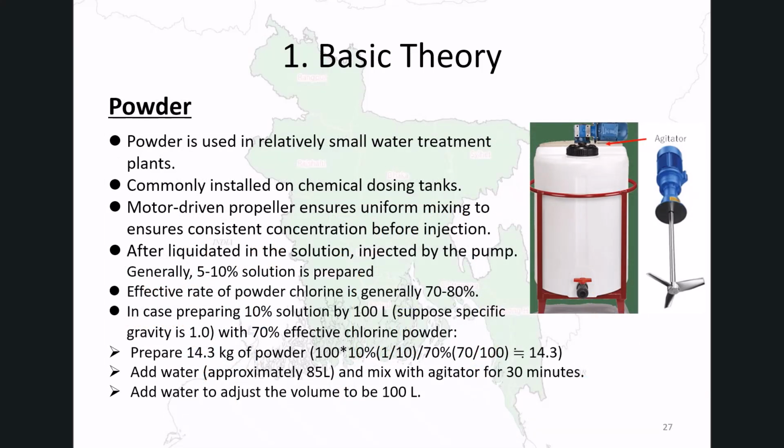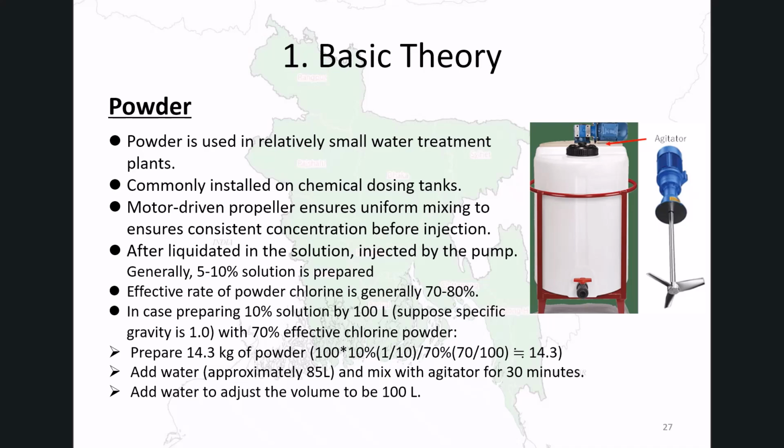Next, powder form. Powder chlorine, such as bleaching powder, is commonly used in relatively small water treatment plants. The powder is first dissolved in water in a dosing tank. A motor-driven propeller mixes the solution to maintain uniform concentration before injection. Usually, a 5–10% solution is prepared. The effective chlorine content of powder is typically 70–80%, which must be considered when preparing the solution.